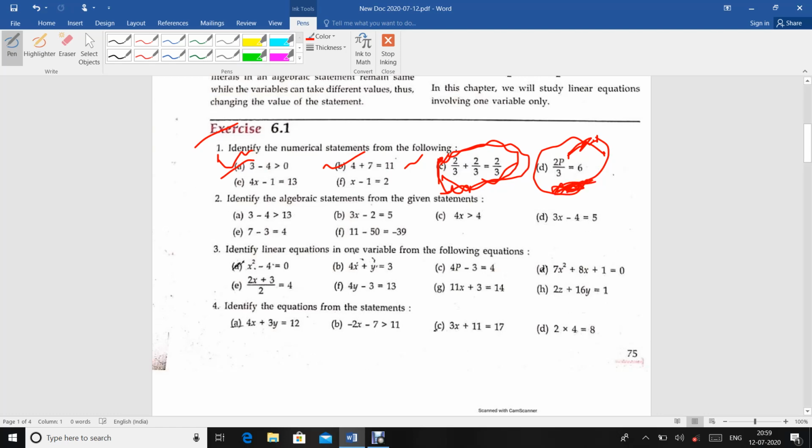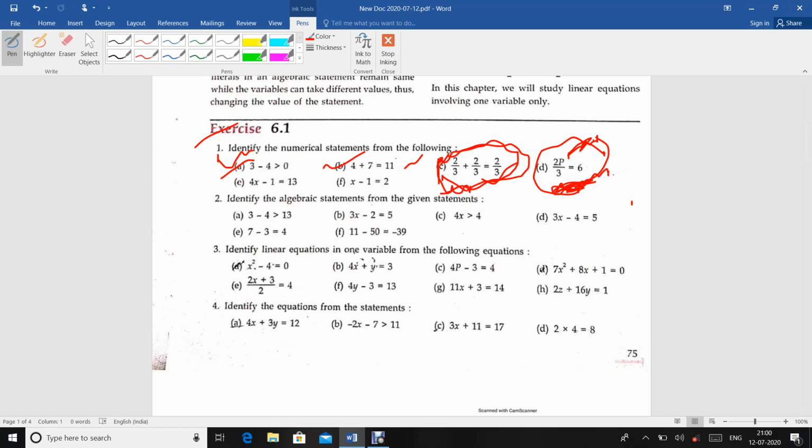Even in this statement numbers are present as well as variables. Still this is an algebraic statement, because an algebraic statement contains literal factors with basic mathematical operations, means an algebraic statement contains numbers as well as variables with mathematical operations. So this is an algebraic statement.